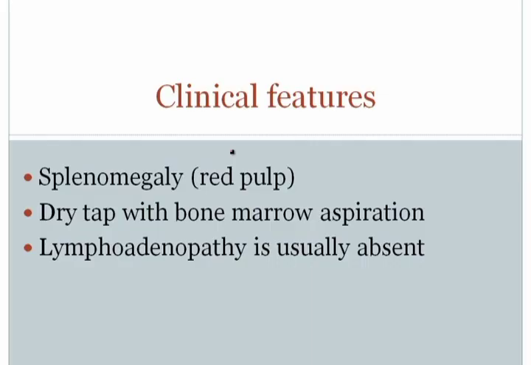Hairy cell leukemia's clinical features include splenomegaly. The spleen becomes big. Now, this is a very common feature in most chronic leukemias in the sense that when you have a chronic leukemia, the cells are going to go to lymph node and to lymphoid tissues.